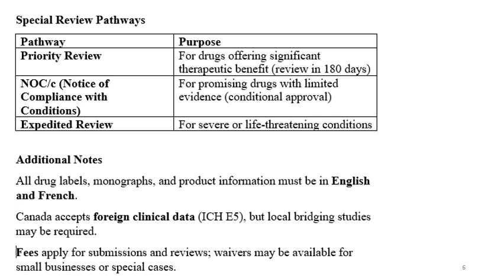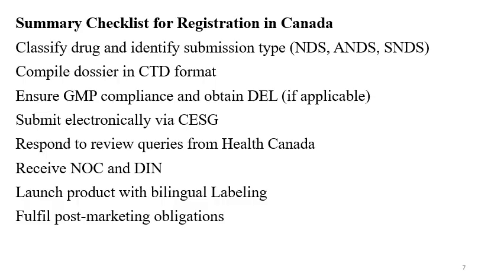Additional notes. All drug labels, monographs and product information must be in English and French language. Canada accepts foreign clinical data and ICH E5 should be followed, or based on the ICH E5 principles, but local bridging studies may be required depending on the case by case. Fees apply for submission and reviews. Waivers may be available for small business and for special cases. So the priority review or expedited review might be there for some products.